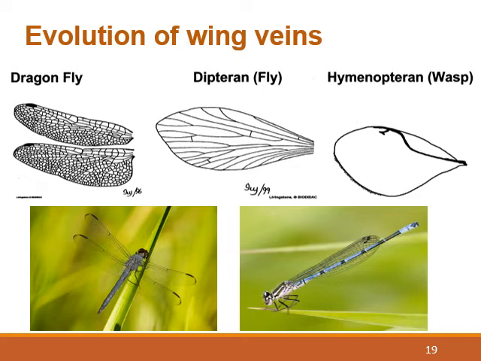The more derived insects also have this additional feature, which are these hinges at the wing base, which allows the wings to fold back over the abdomen. So in these two images at the bottom, you can see a dragonfly on the left and a damselfly on the right. You can see how the dragonfly's wings stick out to the side, whereas the damselfly's wings actually fold back over the body. And this keeps the wings safe and out of the way when they're resting or walking.